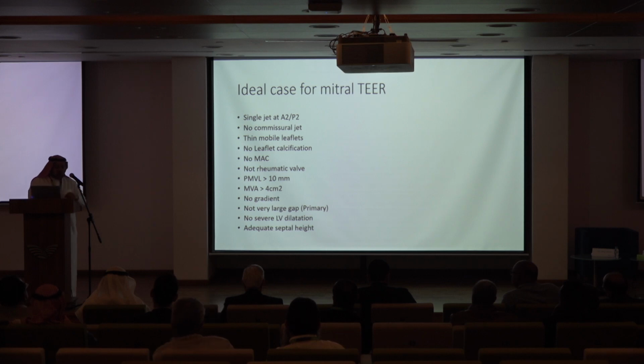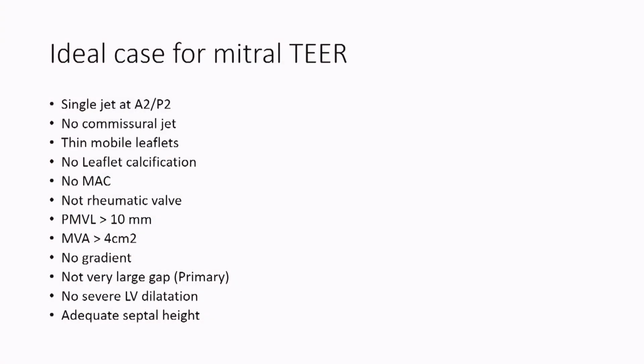The ideal case for mitral edge-to-edge repair, although we rarely see it, I would say should have a single jet between A2 and P2, no commissural jet, thin mobile leaflets, no leaflet calcification, no MAC, not rheumatic, with posterior mitral leaflet length of more than 10 millimeters, a mitral valve area more than 4, and a low or no gradient. Make sure there is no very large gap for primary MR, and no severe LV dilatation, with adequate septal height.